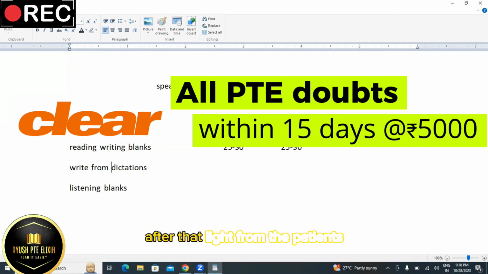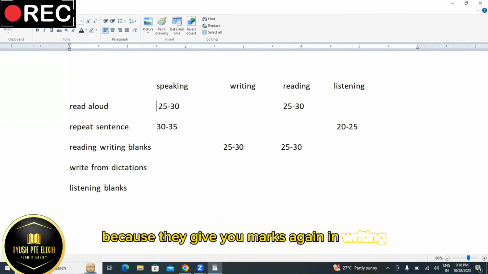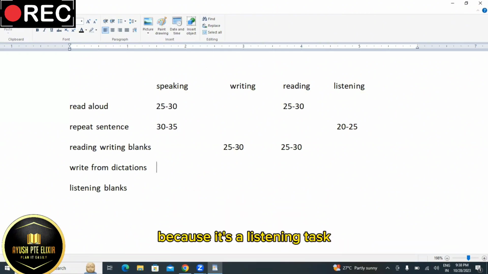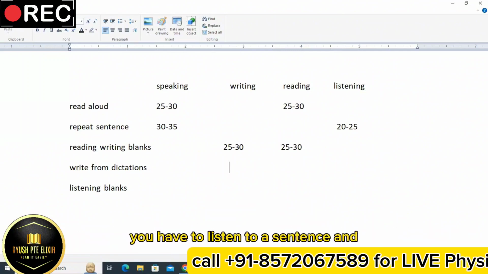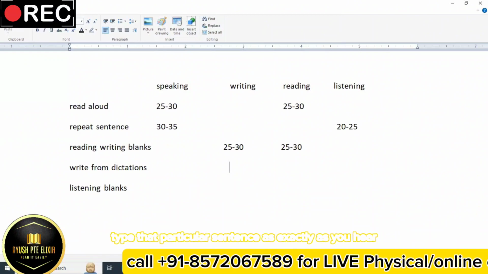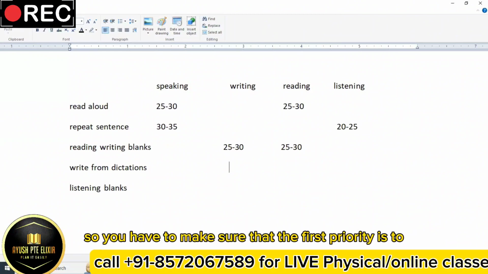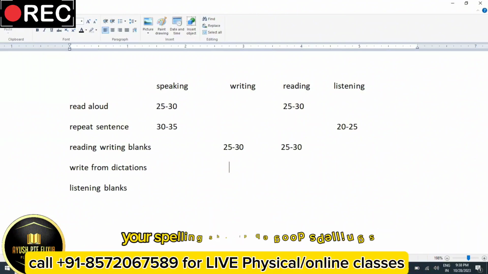After that, write from dictations. These are very important, because they give you marks in both the writing and listening sections. It's a listening task where you have to listen to a sentence and type that particular sentence exactly as you hear it. The first priority is your spellings. Your spelling should be good.